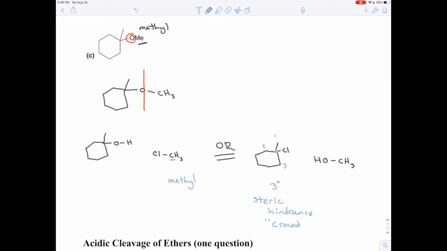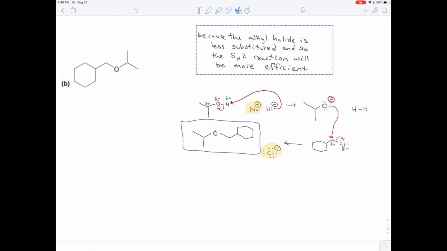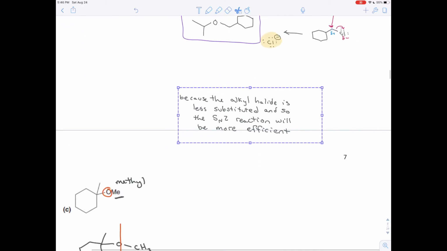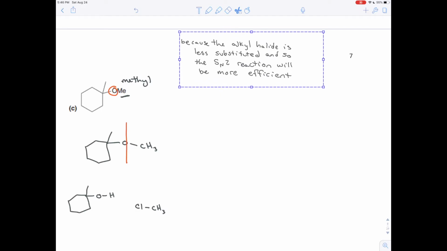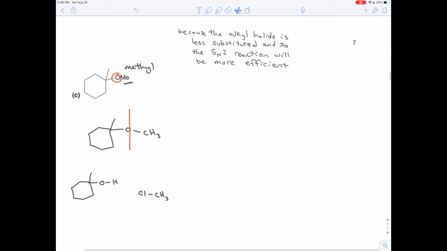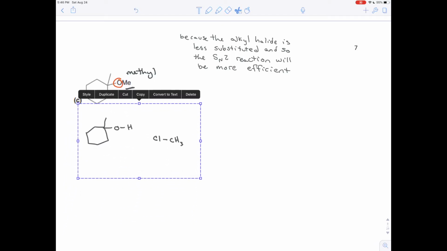So that would really not work very well for an SN2 reaction. So we're not going to use this possibility on the right. We're going to use the ones on the left. So we've identified the reagents we're going to use, and the reasoning is we're going to use those because the alkyl halide here in this version is less substituted, and so the SN2 reaction will be more efficient. Okay, so this is what we're going to work with.